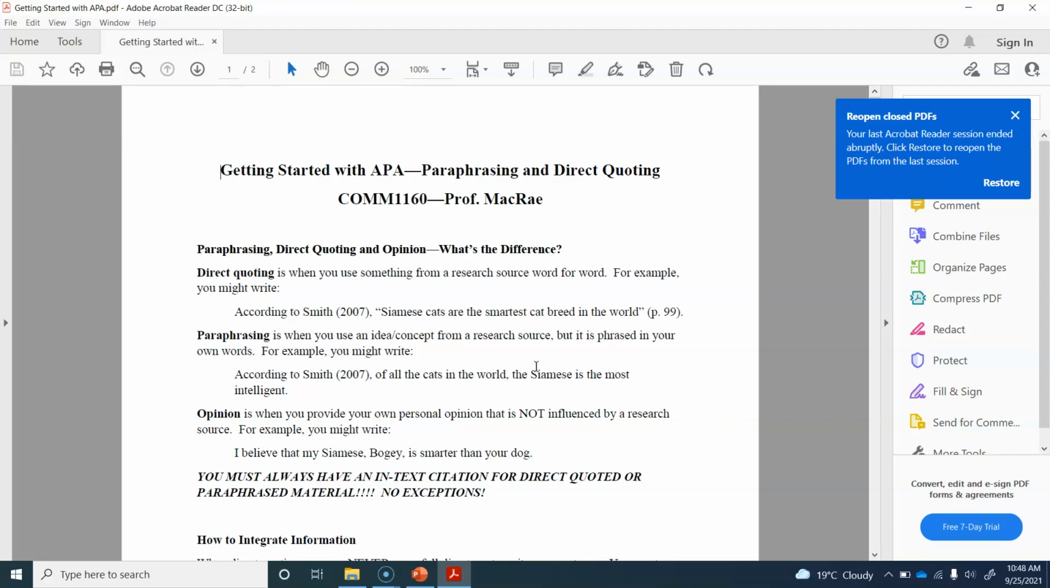So, for example, if I were to make a statement and say that I believe that my Siamese, Bogey, is smarter than your dog, I'm not making that statement based on any research that's been conducted. I'm giving you my personal opinion, right? And in fact, you could argue against that. You could say, you're crazy, right? My dog is way smarter than a cat. I have no proof. I have no evidence to support this. It's just what I believe in my own head and heart about my particular cat. So it's an expression of opinion. When you're providing opinion, you do not include an APA in-text citation because it's coming directly from you.